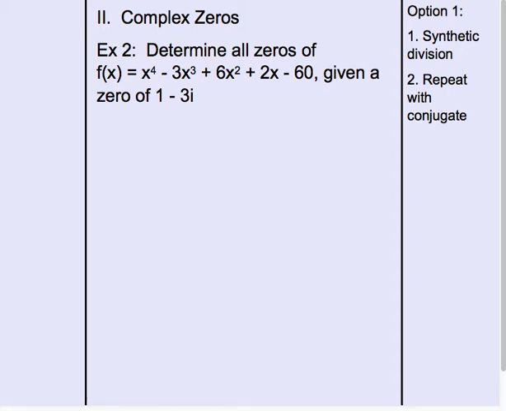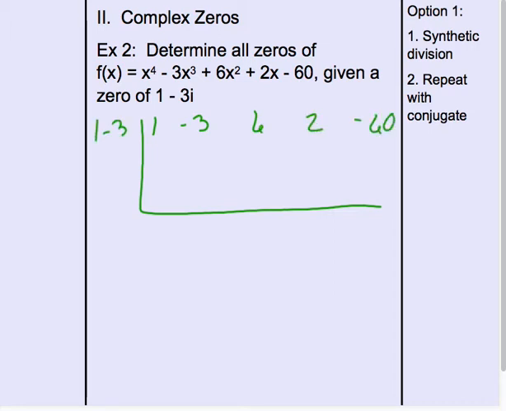Next, we're going to take a look at factoring a function completely, given a complex 0 in this case. Notice this says option 1. I'm going to run through two different examples with two different ways of finding all of the zeros. The first option is similar to what we did yesterday with the rational root theorem, and that's using synthetic division. So I'm going to set that up with my coefficients and my 0.